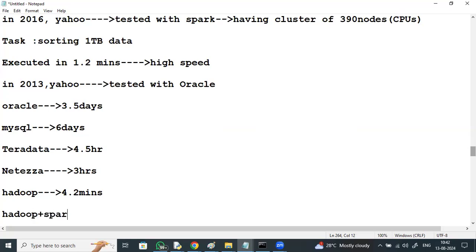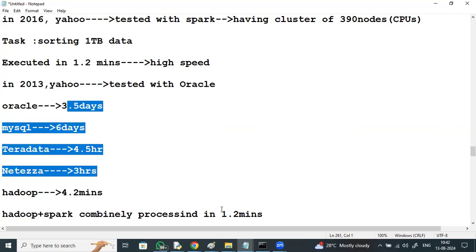Hadoop plus Spark combined processed it in 1.2 minutes. That is the speed, right? Where is this 3.5 days, 6 days, 4.5 hours? Days and hours of time, but it has taken minutes of time.